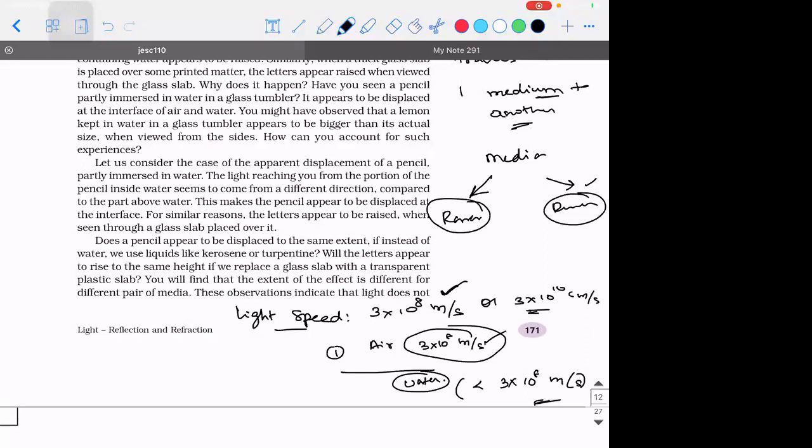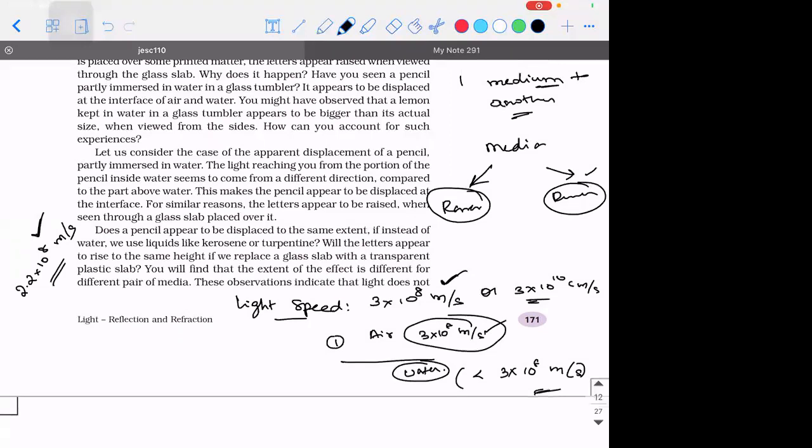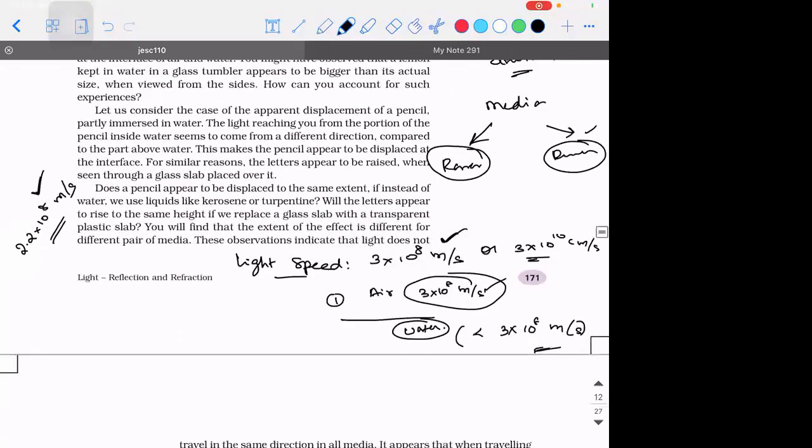For example, if I give you the value of speed of light as 2.2 into 10 power 8 meter per second, you come and tell me whether it is a rarer medium or denser medium. I will not be able to conclude because we only have one value. You are asking me to compare this value with whom? So my question is invalid. For my question to become valid, I minimum need two media. More than that, you can have any number.